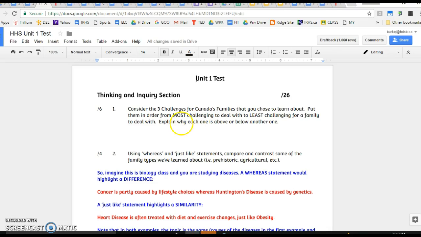Okay, here is your Unit 1 test. You're going to see as we go through this that you need to have all of your learning activities completed in order to complete the test. So I was not kidding when I said, I think in one of the videos at the beginning of the course, that you do need to do all of the activities that you're given.